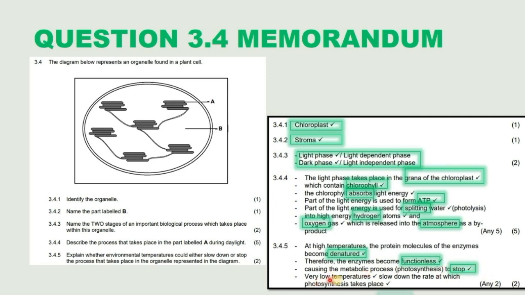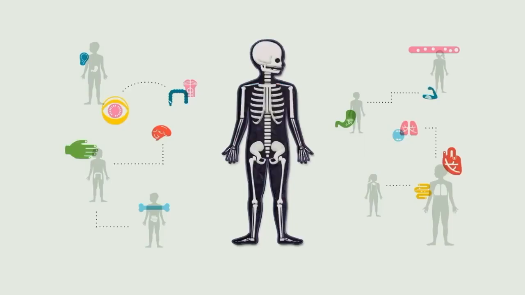But very low temperatures will just slow down the enzymes. They become inactive. That means photosynthesis will take place at a very, very slow rate.